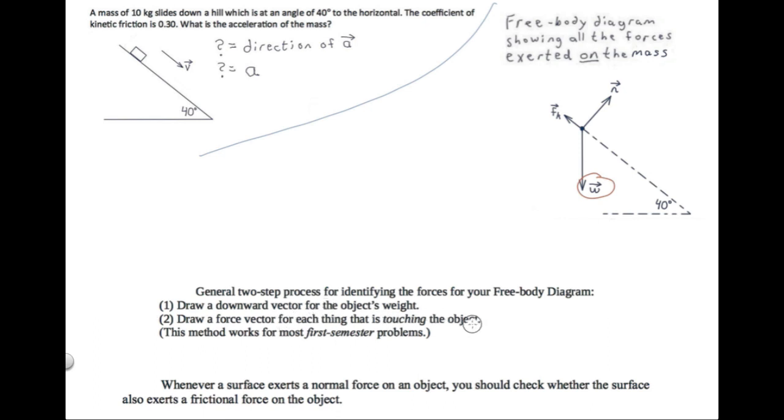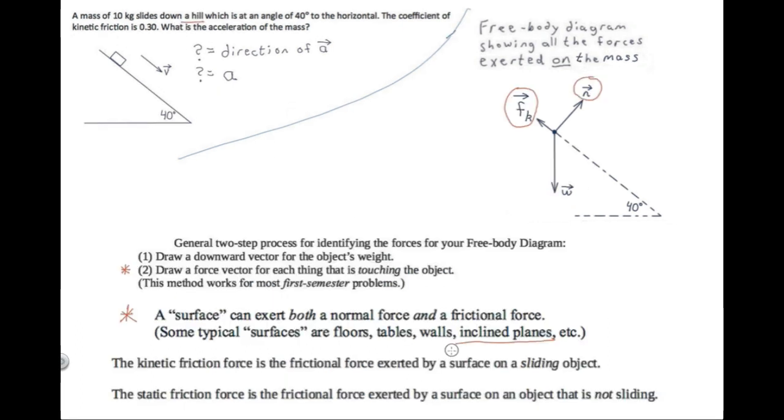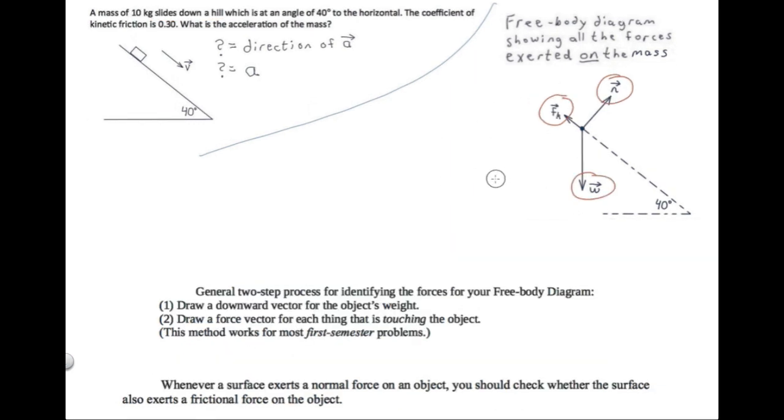Well, the mass is being touched by the hill. The hill forms an inclined plane, which is the type of thing that we treat as a surface. A surface can exert both a normal force and a frictional force. The mass is sliding, so the hill will exert a kinetic friction force on the mass. Are there any other forces being exerted on the mass? Well, ask, is there anything else that is touching the mass besides the hill? No, nothing else is touching this mass, so there are no other forces to include in the free body diagram.